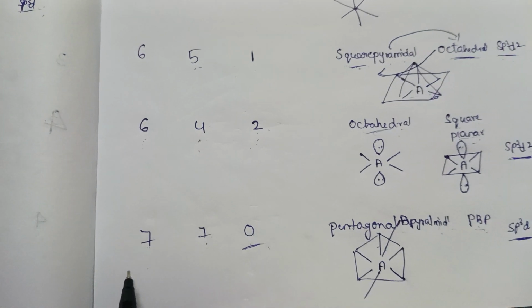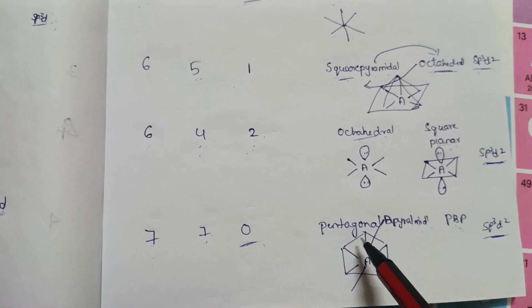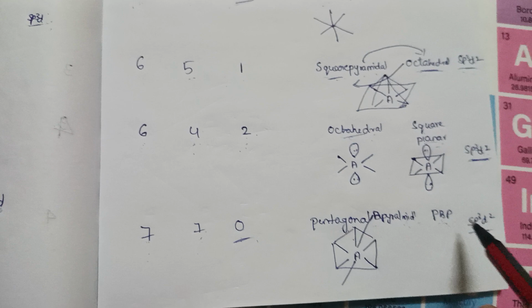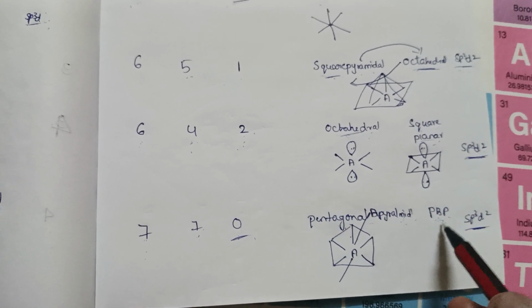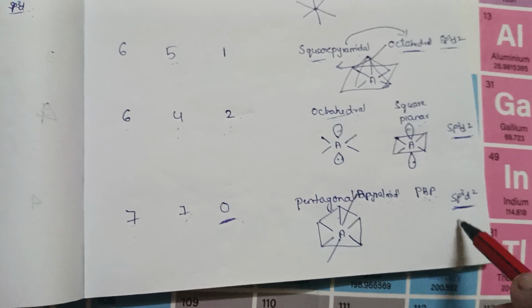If the molecule has Z equals 7, the bond pairs are 7 and there are 0 lone pairs. The geometry is pentagonal bipyramidal. The shape is also pentagonal bipyramidal because of 0 lone pairs, and the hybridization is sp3d3.